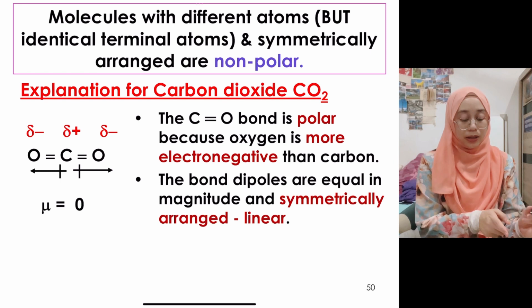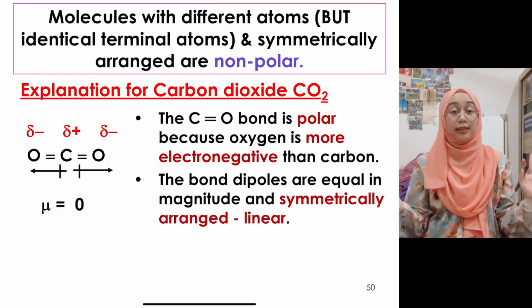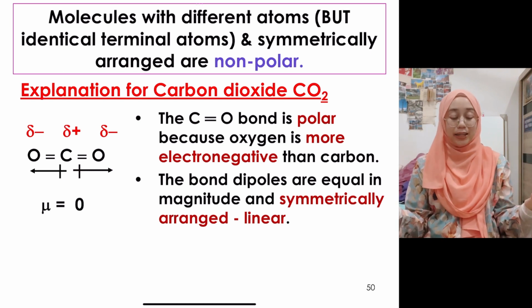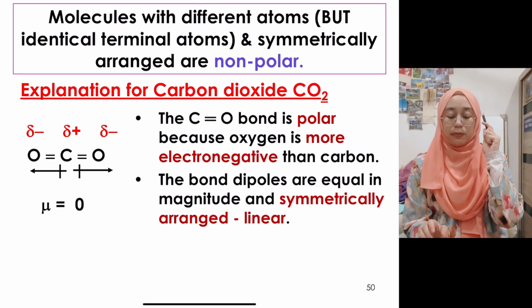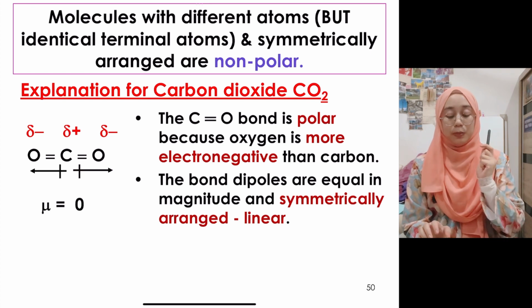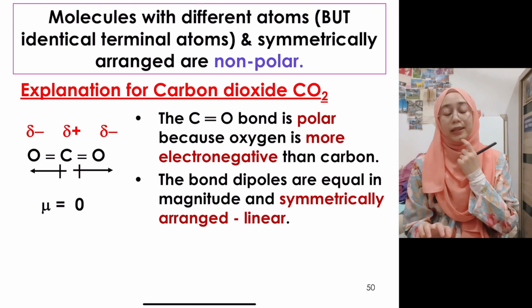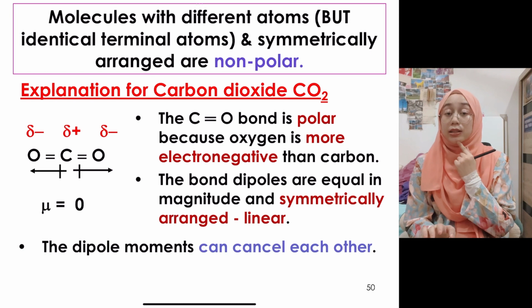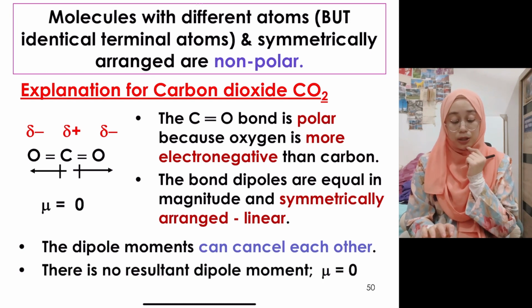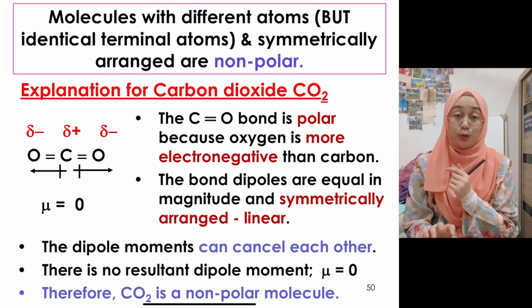Okay, so kenapa linear? Kamu just imagine kamu bahagi dua dekat sini, so kamu nampak kiri kanan sama je kan? So dia considered sebagai linear. Okay, and then since they are linear, dia punya magnitude adalah equal, symmetrically arranged. Therefore, kita punya dipole moment boleh cancel off tak? Yes, the dipole moment can cancel each other. Therefore, what happened to the resultant dipole moment? It is equals to 0. So CO2 is a non-polar molecule.